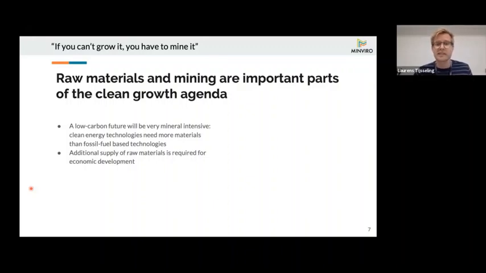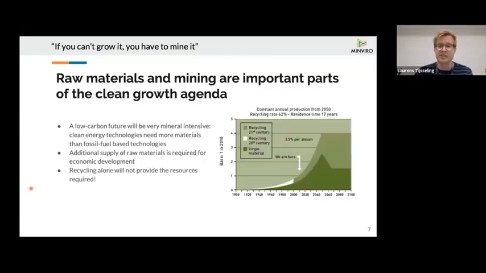Additionally, we're going to need a supply of raw materials for economic development. And if we look at the combination of those two factors, recycling on its own is not enough to provide the resources we need. So if we look at this graph on the right, schematically, it indicates that from 2050 onwards, we can have enough material within our system to have a really high recycling rate, and we can support both the economic development and the low carbon economy as we see it.